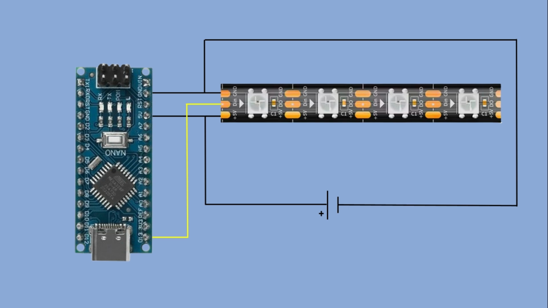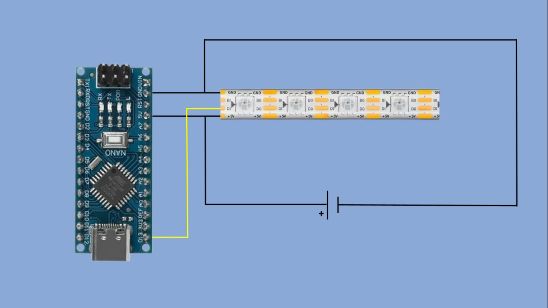For some LED strips, like WS2815, you might see additional connection pads labeled BI and BO. These are backup input and output lines. We should connect the BI pad to the same Arduino pin as the main data in pad. They serve as a redundancy in case the main data line fails.